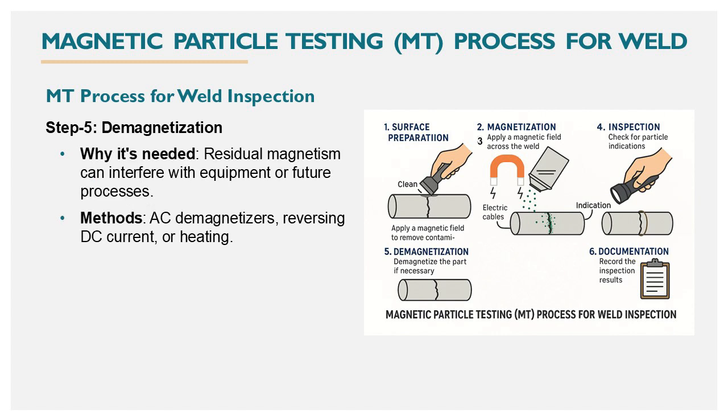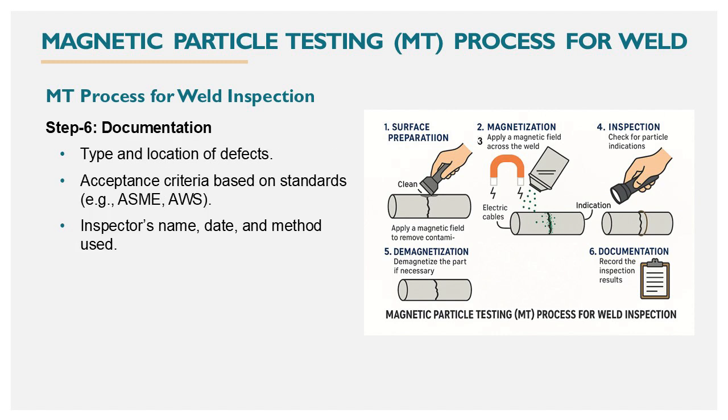Step number 5 is demagnetization. Why is demagnetization needed? Residual magnetism can interfere with equipment or future processes. Its methods are commonly AC demagnetizers, reversing DC current, or heating. Step number 6 is documentation, which includes type and location of defects. Acceptance criteria based on standards such as ASME, AWS. Inspector's name, date, and method used.